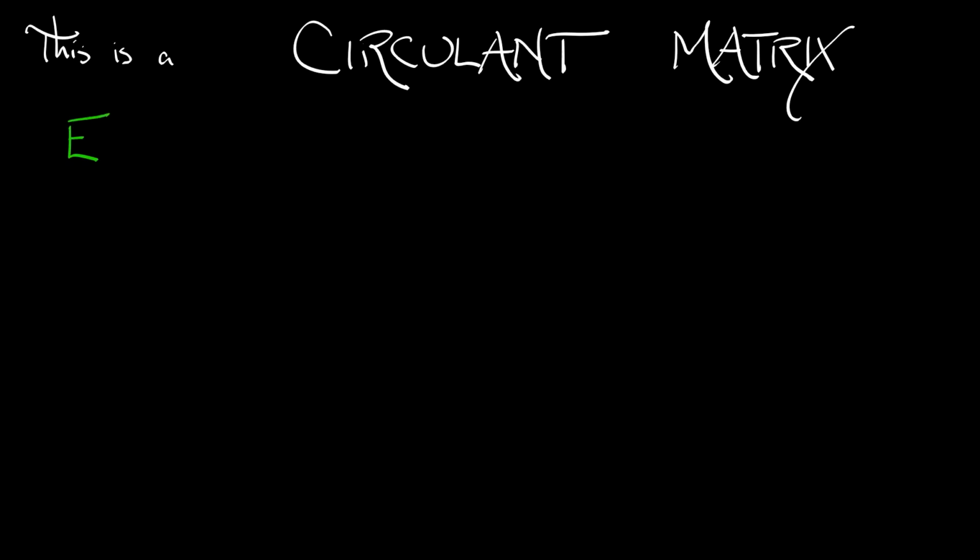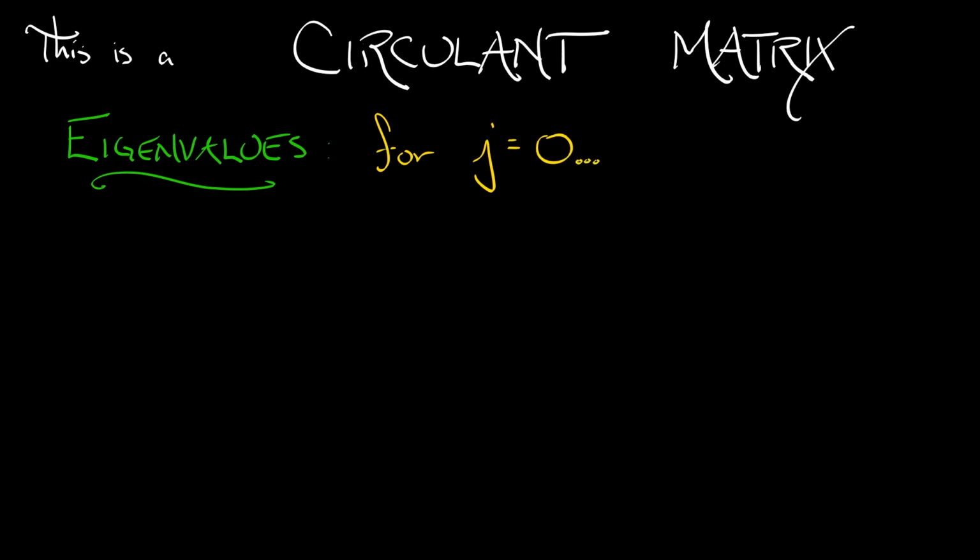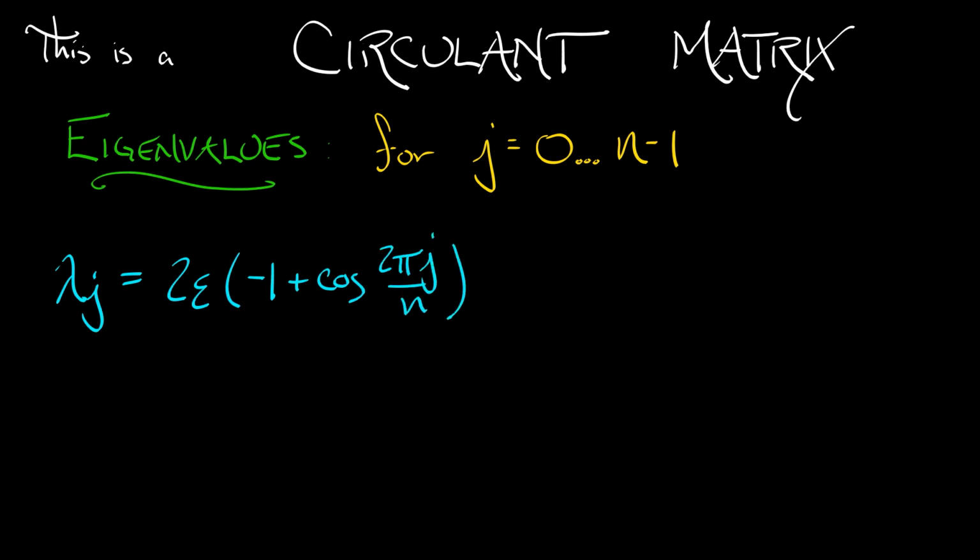The eigenvalues for this matrix are indexed by j, going this time from 0 to n minus 1. There are a total of n eigenvalues. Lambda j is equal to 2 epsilon times negative 1 plus cosine of 2 pi j over n. Now, that may seem just like what we had before, but it's a little bit different.